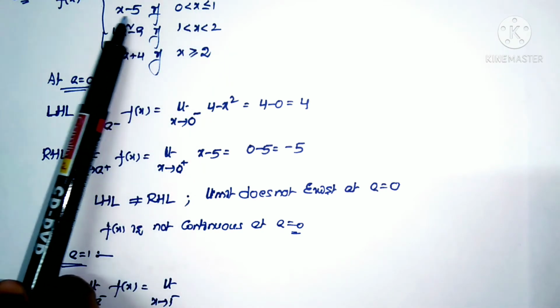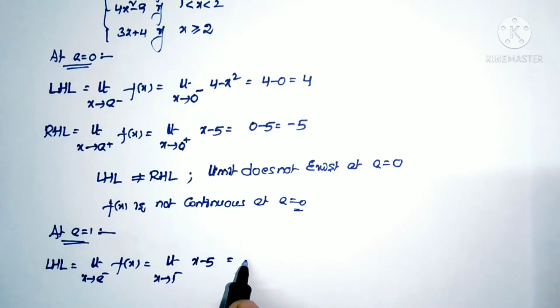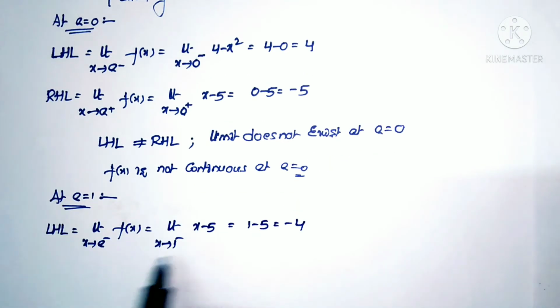So the function is equal to x minus 5. Now substituting x equal to 1 here, 1 minus 5 is equal to minus 4. So this is the left hand limit value. Now finding the right hand limit.